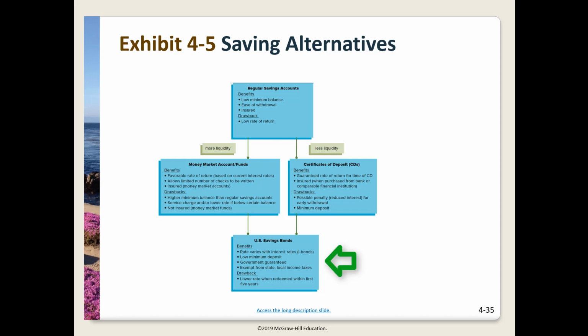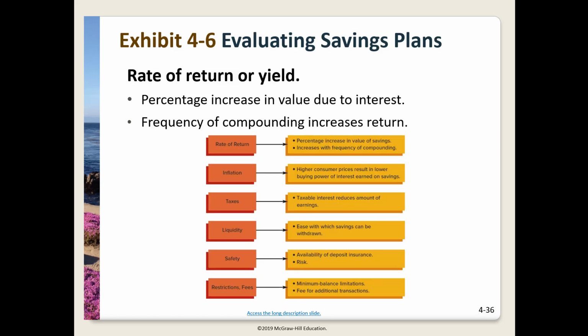They require a low minimum deposit, they're government guaranteed and exempt from state and local taxes, but the rate of return is lower if redeemed within the first 5 years. Here are the 6 criteria for selecting a savings vehicle: rate of return, inflation, taxes, liquidity, how fast can you raise cash, safety, restrictions and fees.